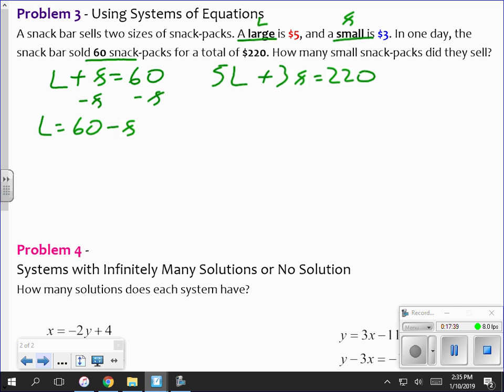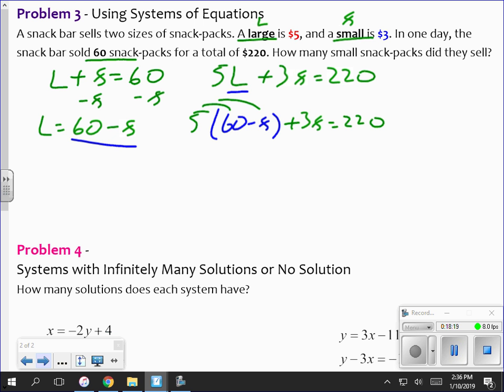Now I have L equals 60 minus S. I take this, put it in there. Everything else stays the same. I'm just replacing L. So I have 5 times 60 minus S plus 3S equals 220. Now I have to solve for the number of small, then I can figure out the number of large after that.